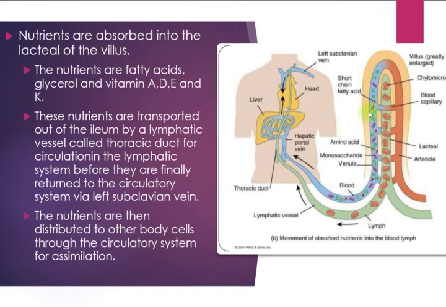As you can see here from the diagram also, this is referred to as the blood capillaries of the villus. As we discussed before, the nutrients such as monosaccharides, such as glucose, galactose, fructose, amino acid, the minerals, vitamin B, C, will be absorbed into the blood capillary of the villus.